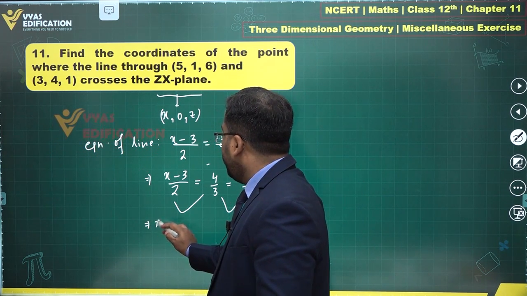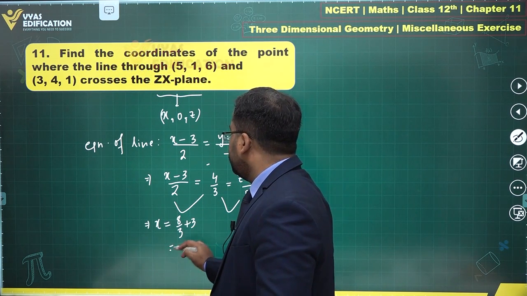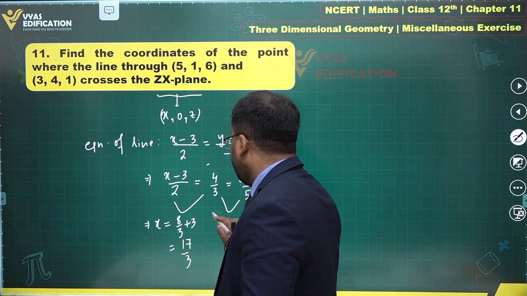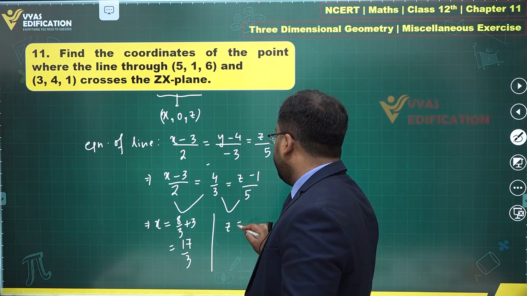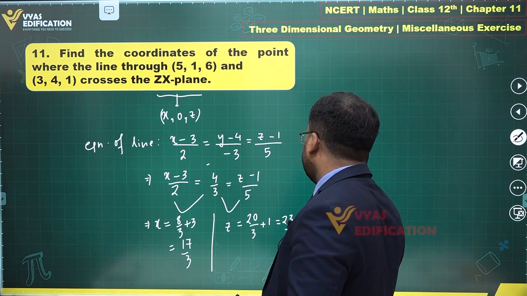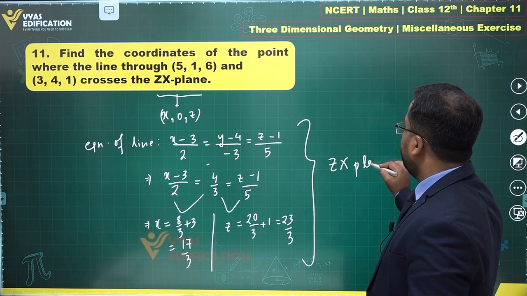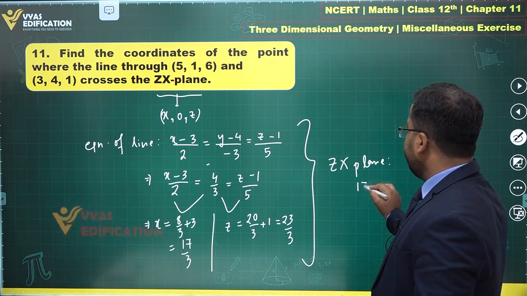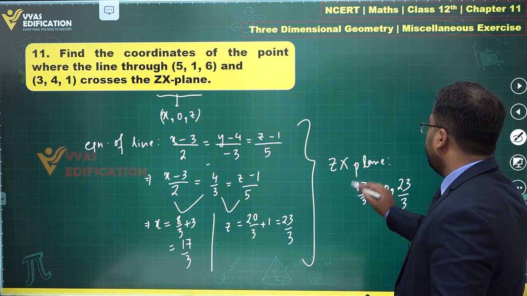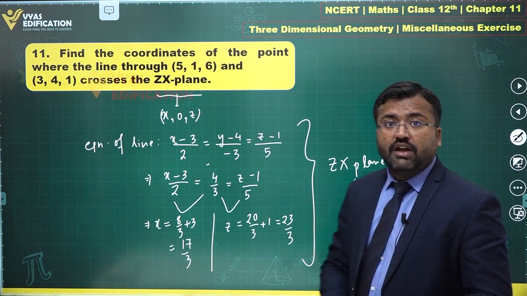This tells me x will be equal to 8 by 3 plus 3, which is 8 plus 9, 17 by 3. And here z will be equal to 5 times 4 is 20 by 3 plus 1, which is 23 by 3. So the required point on the zx plane will be 17 by 3 comma 0 comma 23 by 3. That's the required point on the zx plane.